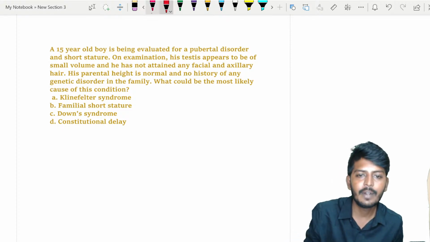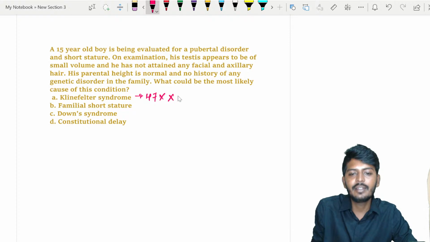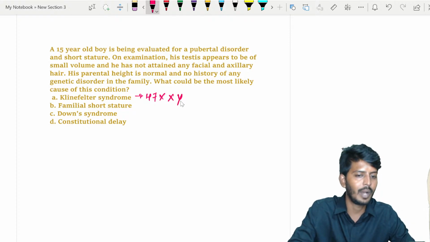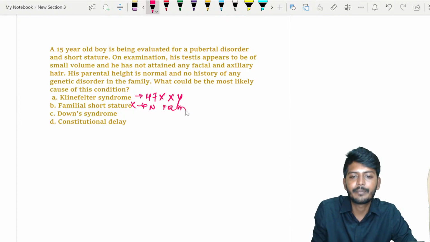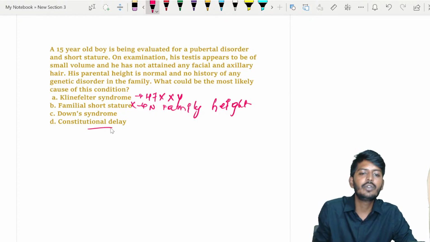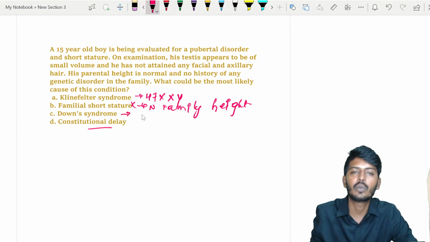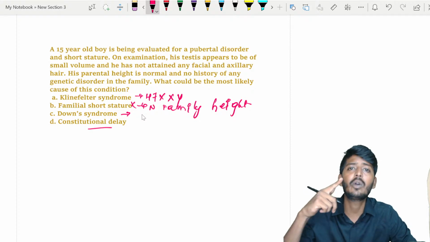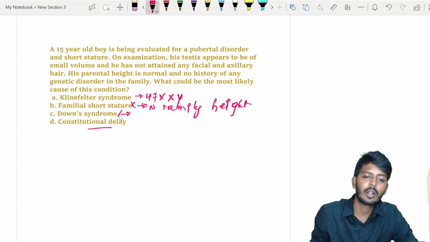Okay, so what is Klinefelter syndrome? Klinefelter syndrome is 47XXY. Now familial short stature: here family height is normal, so this is also a wrong answer. Down syndrome: there are no signs of Down syndrome such as mental retardation, Mongolian eye appearance, or epicanthic folds. None of them are there, so Down syndrome is also a wrong answer. We are left with only one answer, constitutional delay.